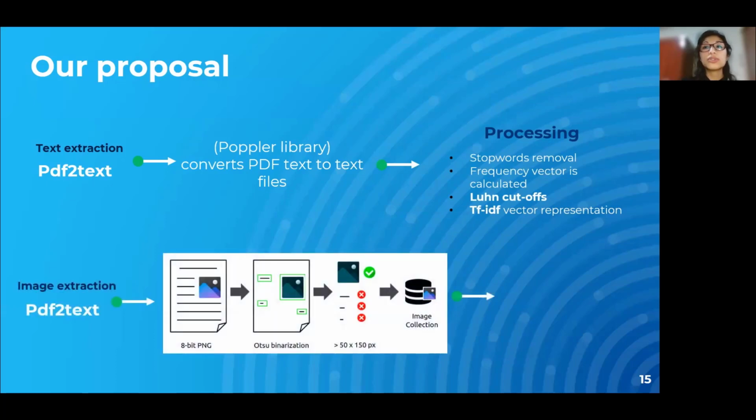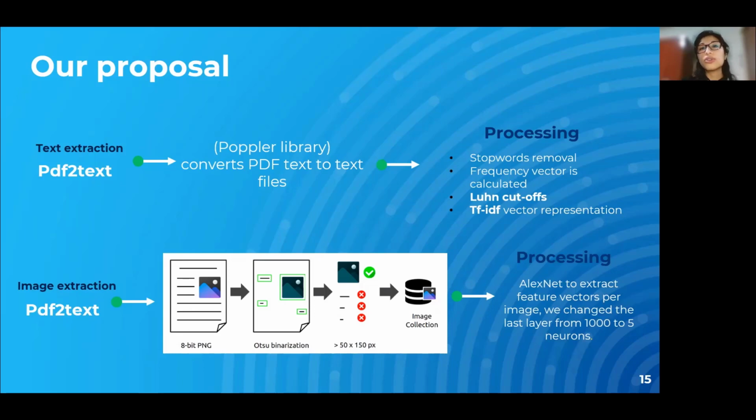For image extraction, we use the PDF to image tool. It converts each page of the article into an 8-bit PNG. Later, using auto-binarization, a conditional determines if the components are images or not, if they are greater than 50 by 150 pixels. Finally, the images are processed by using AlexNet to extract feature vectors per image. We change the last layer from 1000 to 5 neurons to create 5 classes.